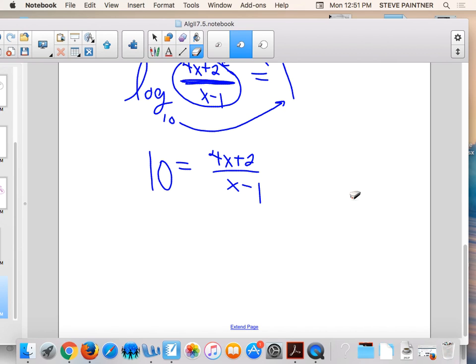The only thing you could do is right here, 4x plus 2. If you wanted to try this, factor out a 2. If you factor out a 2, you get what? X plus 1. X plus 1, x minus 1 does not reduce. So there is no reducing here. Absolutely no reducing. Okay, so now what am I going to do to solve?